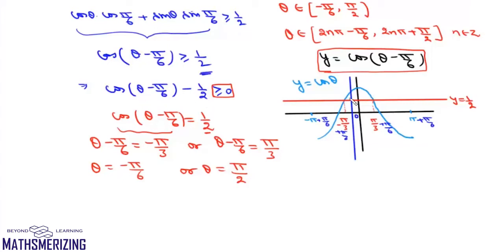So that means we are looking for this region, and this region is from minus pi by 3 plus pi by 6, which is minus pi by 6, to pi by 3 plus pi by 6, which will be pi by 2. So again we'll get the same condition, which is theta lies between minus pi by 6 and pi by 2.